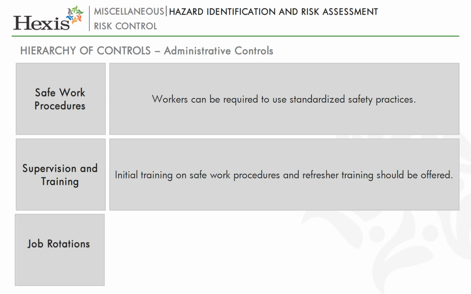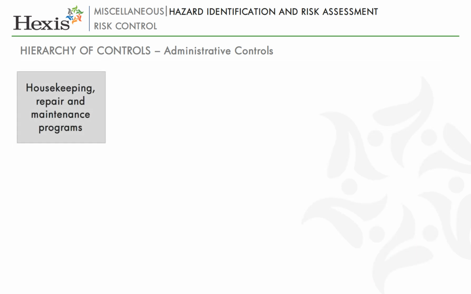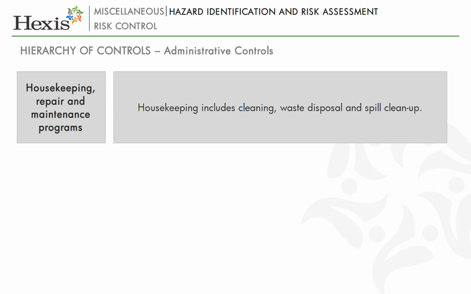Job rotations. Job rotations and other procedures can reduce the time that workers are exposed to a hazard. For example, workers can be rotated through jobs requiring repetitive tendon and muscle movements to prevent cumulative trauma injuries. Noisy processes can be scheduled when no one is in the workplace. Housekeeping, repair, and maintenance programs. Housekeeping includes cleaning, waste disposal, and spill cleanup. Tools, equipment, and machinery are less likely to cause injury if they are kept clean and well maintained.